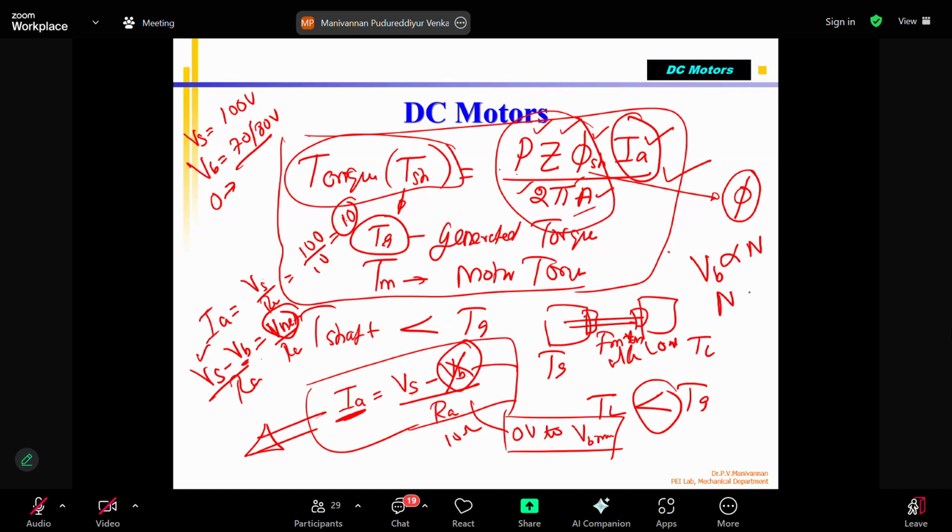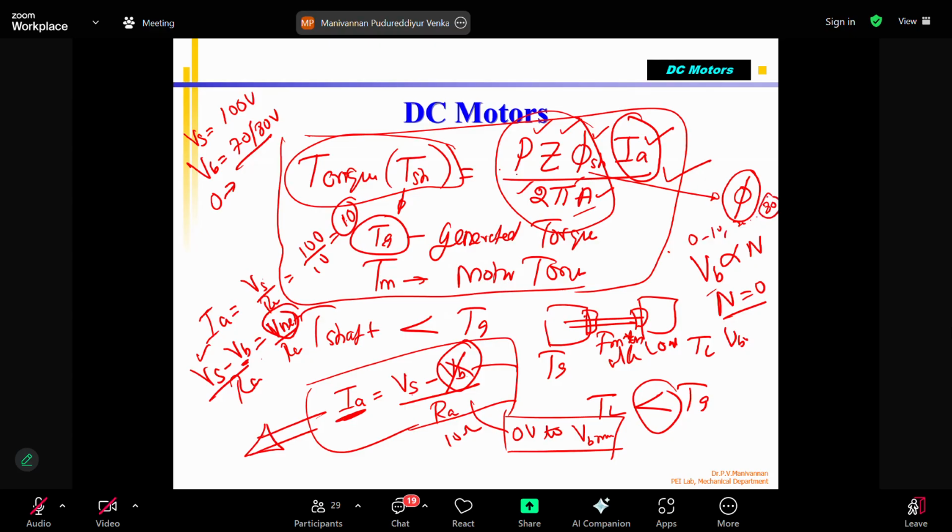When n equals 0, that is, the armature motor is not running, you applied voltage but the motor is yet to start. The armature is not rotating. In that case, n equal to 0 means VB will be 0. So when the motor is in a starting condition, the maximum IA will flow and maximum torque is produced. But as the motor speed increases, VB will become 10, 20, like that, going up to VB max.